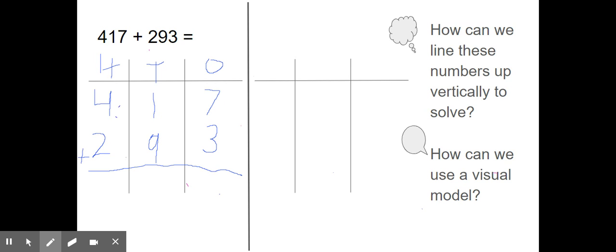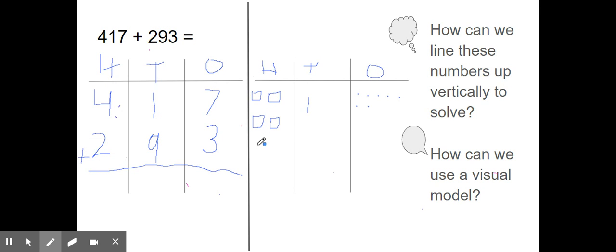Now I'm also going to model the problem using a place value chart. Hundreds, tens, and ones. In my place value chart, instead of writing the numbers, I'm going to draw a model. 417 has 4 hundreds, 1 ten, and 7 ones. 1, 2, 3, 4, 5, 6, 7. I'm drawing my ones like they're in a tens frame to make it easy for me to see.